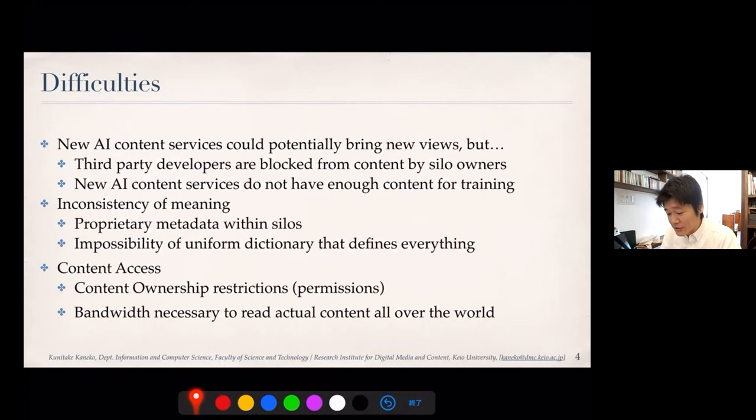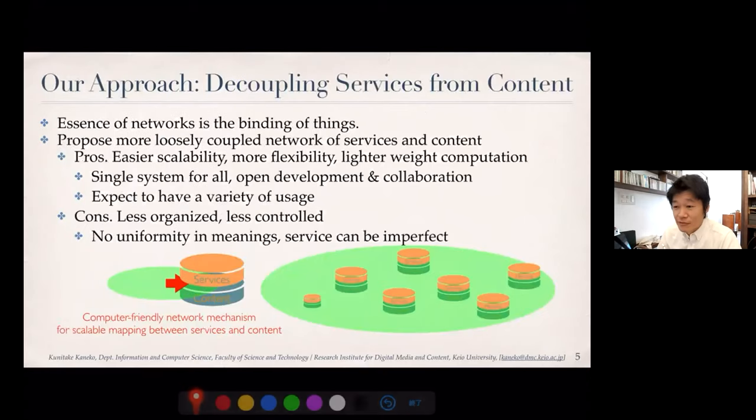So understanding all of these difficulties, I'm now thinking about this approach. In between the service and the content, I want to insert a network mechanism. What is the essence of the network? The network function is a binding of things. It's not a tight binding, tight coupling. It's a loose coupling. And then it will create flexibility between one side and the other. So in this case, the service and content. In the startup example, the new service and the existing content that is located within a different organization or silos.